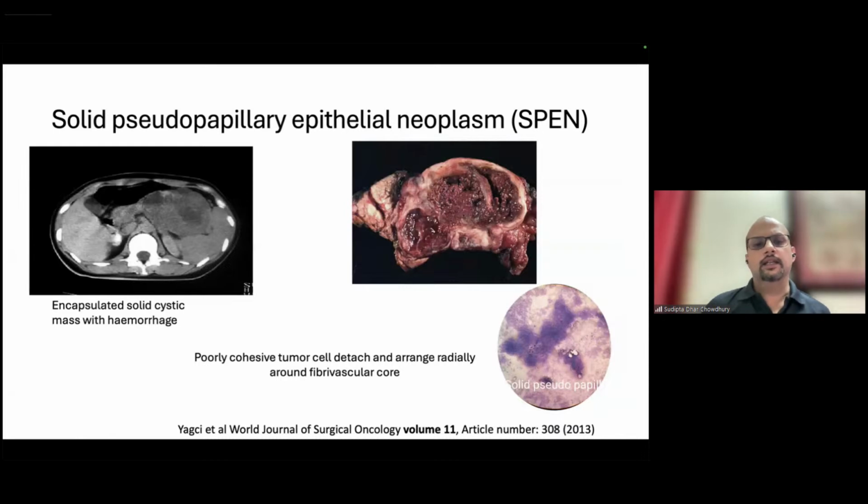The other lesion that we would like to discuss here is the solid pseudopapillary epithelial neoplasm, which is also called a SPEN. This consists of an encapsulated solid cystic mass. So it is predominantly a solid mass with cystic areas which are generated basically because of hemorrhage within the lesion. As you can see, there's a distinct hemorrhage. They consist of poorly cohesive cells which detach and arrange radially to form a pseudopapilla.